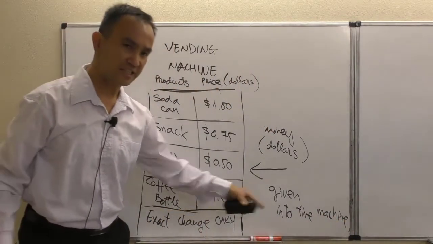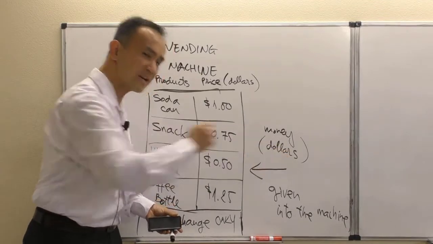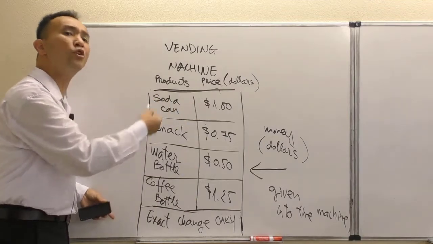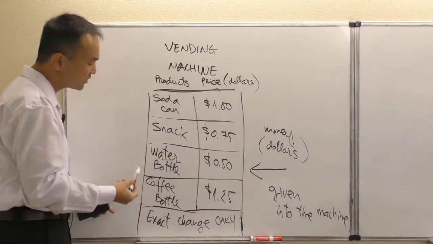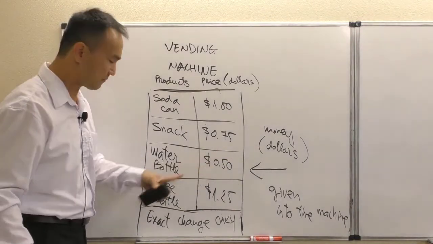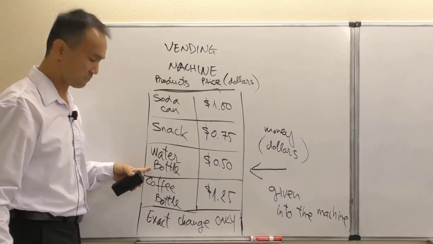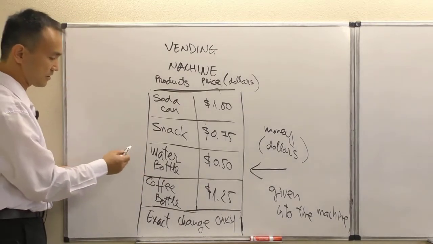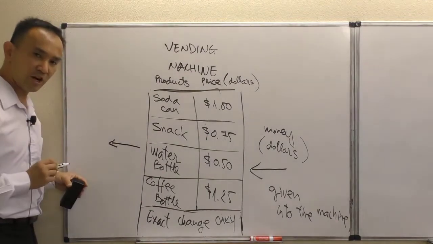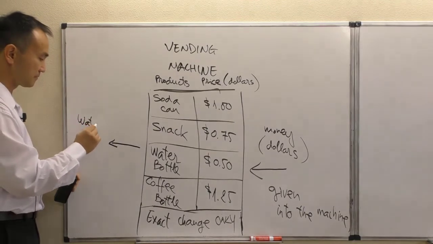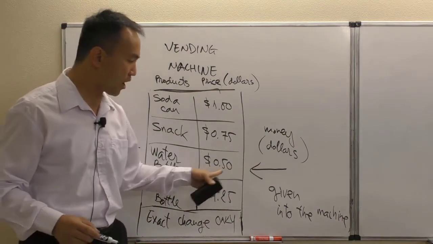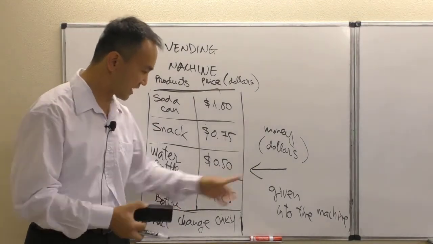All right. So the idea now is we feed in the money, and the machine follows this rule right here. If you give in 50 cents, it's going to give you a water bottle. So it comes out with a water bottle. I'm going to now draw an arrow coming out right here. Water bottle.